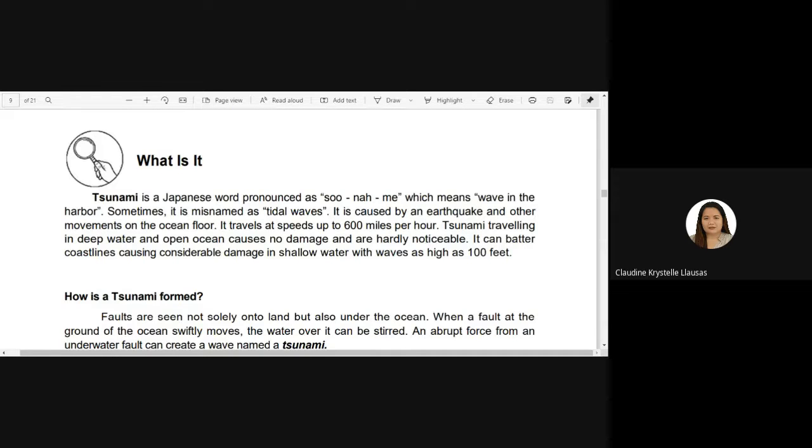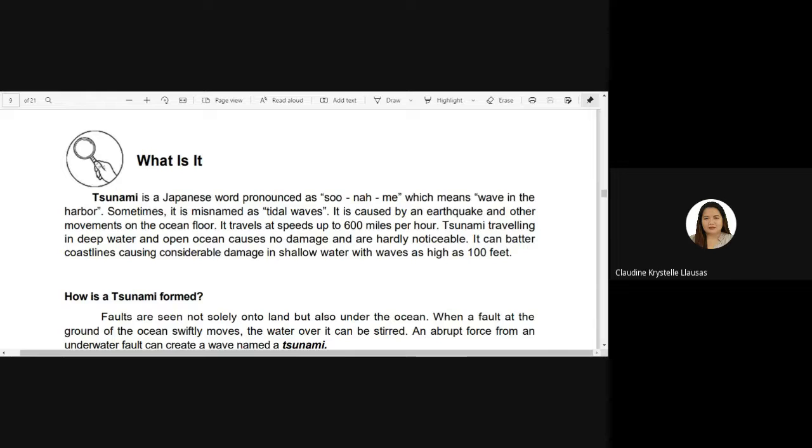So, tsunami is a Japanese word which means wave in the harbor. Sometimes it is misnamed as tidal waves. It is caused by an earthquake and other movements on the ocean floor. It travels at speeds up to 600 miles per hour. Tsunami traveling in deep water and open ocean causes no damage and is hardly noticeable. It can batter coastlines, causing considerable damage in shallow water with waves as high as 100 feet.